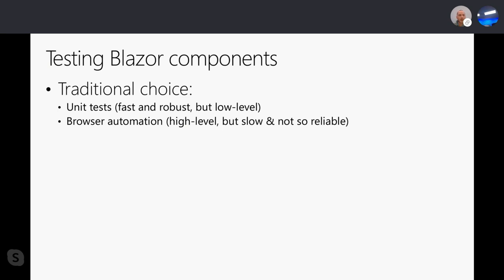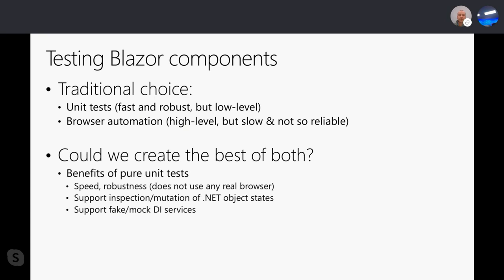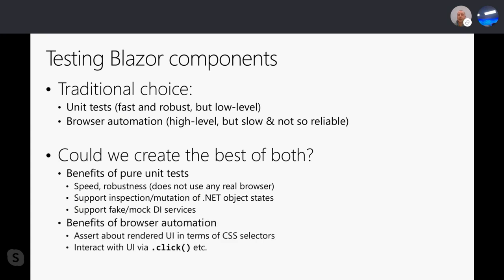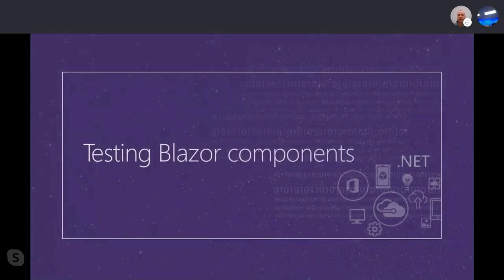So that made us think, well, is there some way that we could offer the best of both worlds when you're testing Blazor components? Could we somehow give you the speed and robustness of pure unit tests by not using any actual browser and letting you still work with the underlying .NET objects and mocking out DI services and things, but combined with the benefits of browser automation so that you can make assertions in terms of the rendered UI with the HTML elements, with CSS selectors and so on, and do simple things like clicking on buttons and making assertions about what happens. So that's something that we've been working on producing a little proof of concept for.